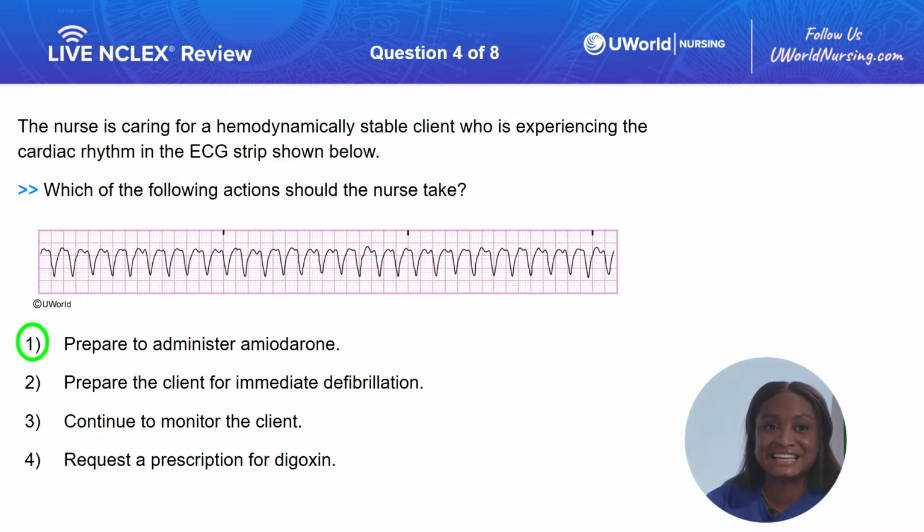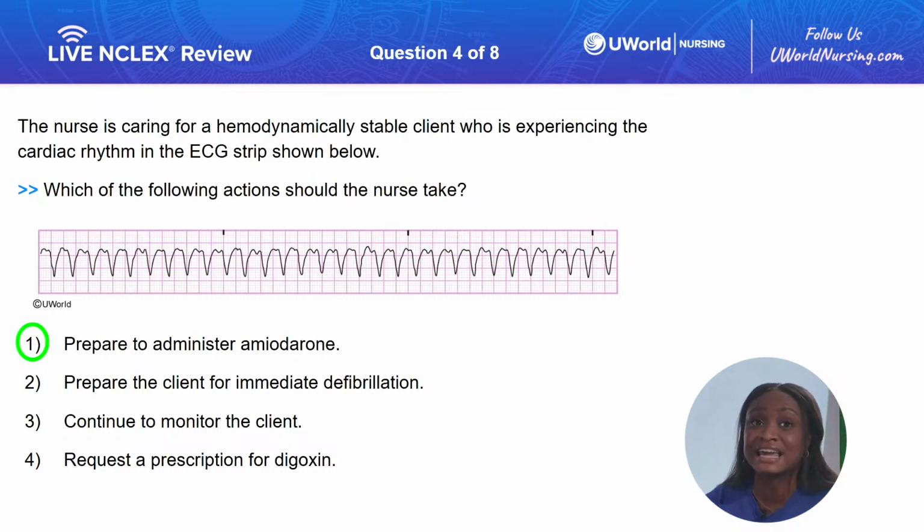Correct answer for this one is option 1, prepare to administer amiodarone. Okay, so again, let's break this down. ECG strip, let's figure out, do we see P waves? Not really. QRS waves? That could be the QRS wave. It's looking real ugly, so we know that this is a ventricular problem, and the leading name in this rhythm would be a ventricular type of name. And there's a lot of them. Again, a 10-second strip. I didn't even count it. I just know it's going very, very fast. So this would be considered VTAC, ventricular tachycardia.